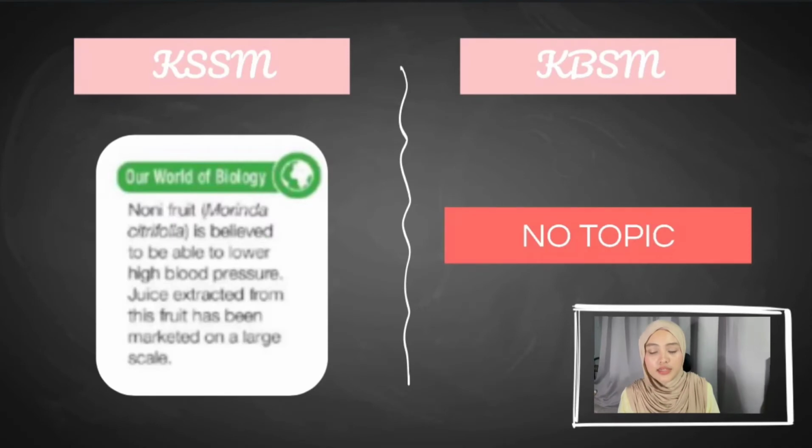Next, I will explain the difference of key concept for chapter 13 in KSSM textbook and KBSM textbook. As for KSSM textbook, it only has 1 key concept, which is Our World of Biology, but in KBSM, there is no key concept because this topic is not relevant for KBSM textbook.